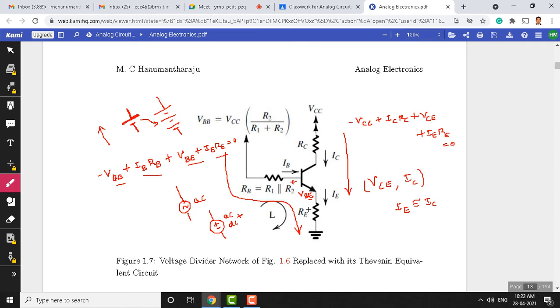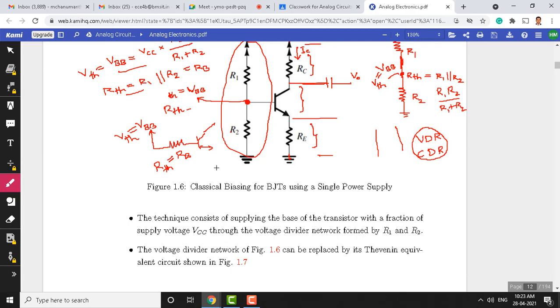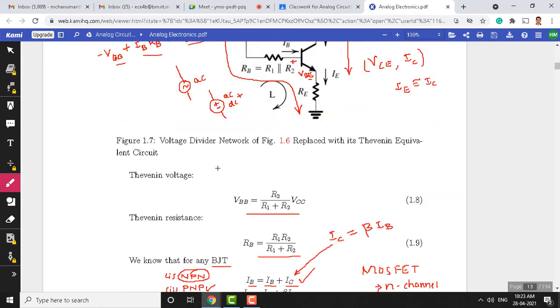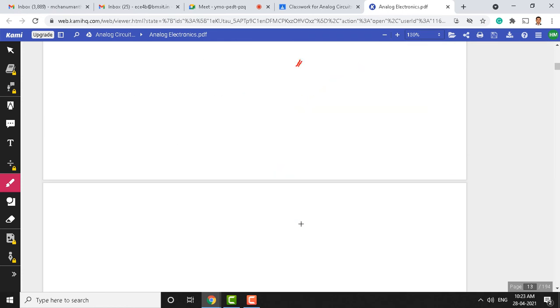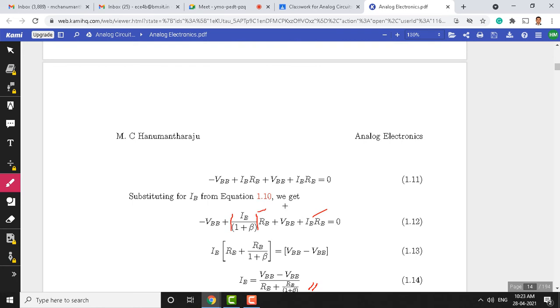If you observe this equation here, there are two currents, you know, one is IB and the other one is IE. Because there are two variables, we cannot obtain a solution, so we should have two equations here. So let us simplify to one variable. Since we already know the equation for IB, which we just derived, right? You can see here, IB is equal to IE divided by 1 plus beta. That equation can be substituted here. So in place of IB, we are substituting IE divided by 1 plus beta.